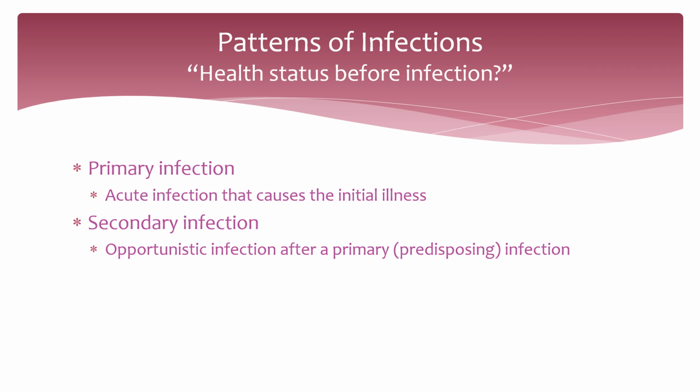The next part of the pattern is the health status of the patient prior to infection. So a primary infection is where a patient was healthy and then now they're not. Now they have this infection and they are unhealthy. A secondary infection is usually where an opportunistic infection occurs within a patient who is already compromised. So again, kind of think of like someone with HIV, their immune system is already compromised and a secondary infection comes in and essentially makes things worse.